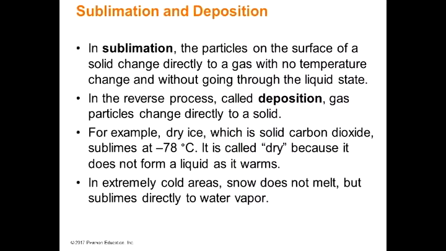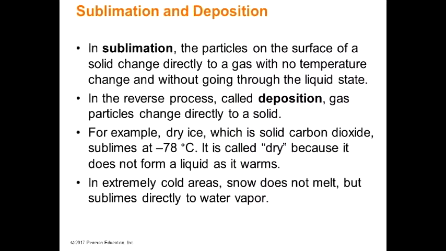And so this is what happens. For example, dry ice. Carbon dioxide sublimes at minus 78 degrees. It's called dry because it does not form a liquid as it warms. When it warms, you don't get a puddle. In extremely cold areas, snow does not melt, but sublimes directly to vapor. And that's important to know. It doesn't go through the liquid, doesn't melt to the liquid. It just goes from snow to vapor, makes clouds, and eventually comes back. Got it? These are important things to know about matter.